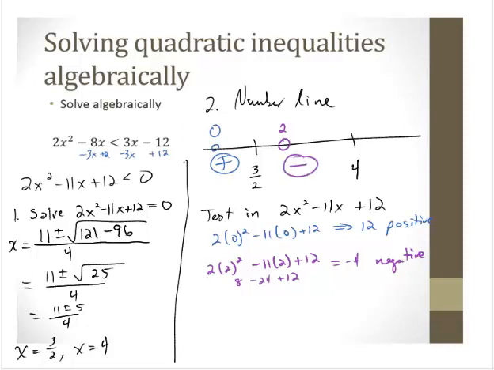And we test one more point, some number greater than 4. How about we test 5? 2 times 5 squared minus 11 times 5 plus 12. That is 2 times 25 is 50 minus 55 is negative 5. Negative 5 plus 12 is 7. Positive.